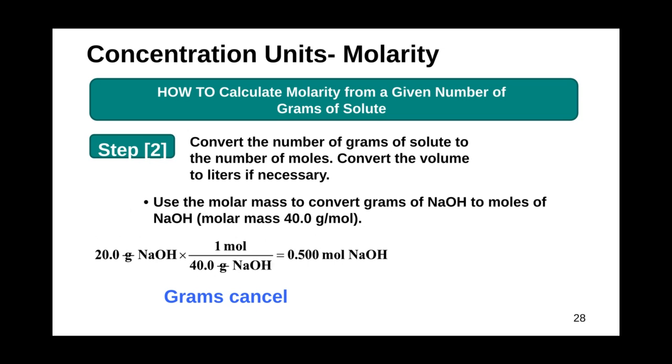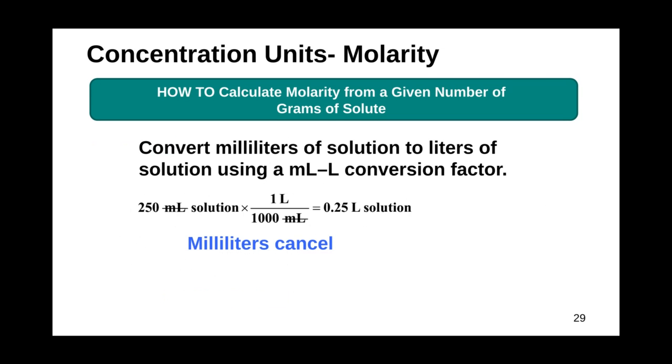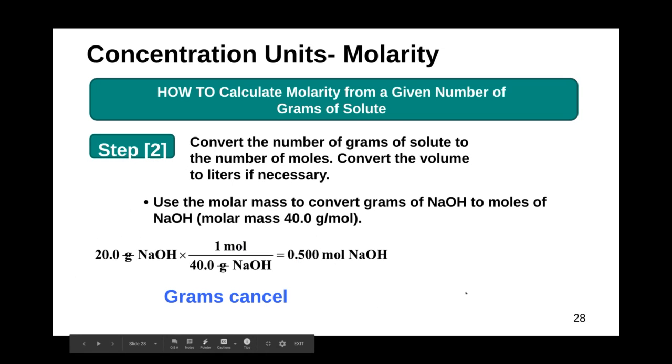Okay, so that's how much we're dissolving, 0.5 moles, but that doesn't quite help us. Now, we need to calculate molarity because we're only dissolving it in a specific amount. So that's the first step. We figure out how many moles of sodium hydroxide we have. Again, just finding the molar mass, 1 mole is 40 grams. Thus, we can use that to calculate how many moles of sodium hydroxide we have.